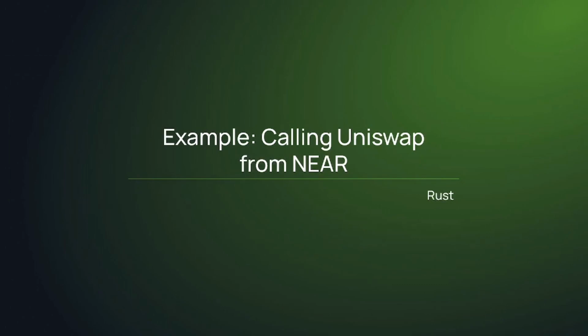This is going to be a Rust example. So this is a contract deployed on Near, which is going to call the Uniswap contract, which is deployed on Aurora. Uniswap is an automated market maker. It's a really important piece of the DeFi infrastructure on Ethereum mainnet. And on Aurora, we've got a number of similar contracts deployed.